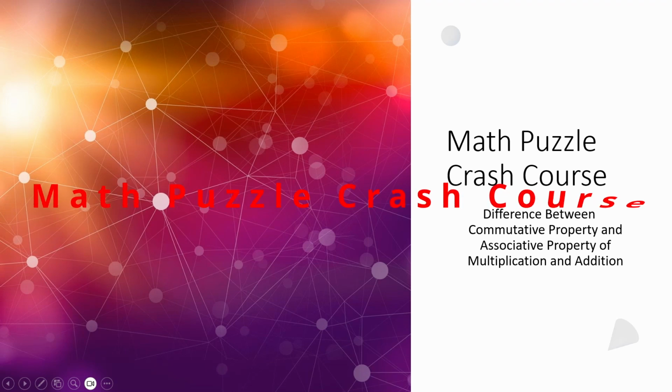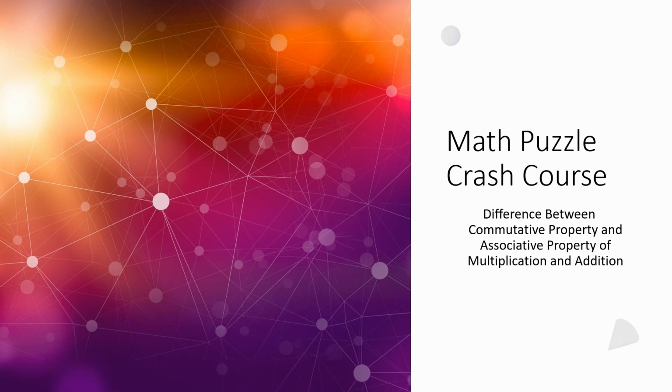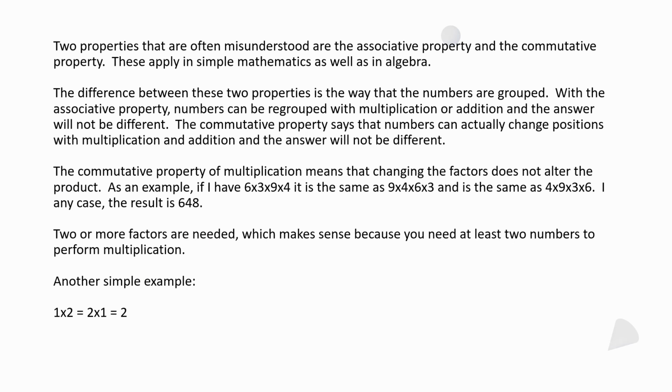All right, I wanted to do a really quick video here. Welcome to the Math Puzzle Crash Course, and I want to cover the differences between the commutative property and associative property of multiplication and addition. The two properties that are often misunderstood are the associative property and the commutative property. These apply in simple mathematics as well as in algebra.